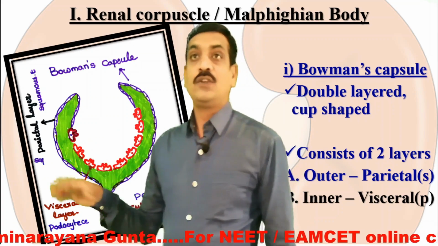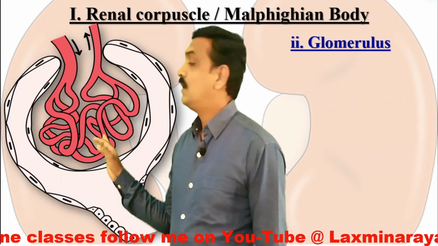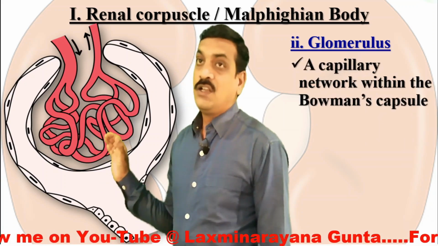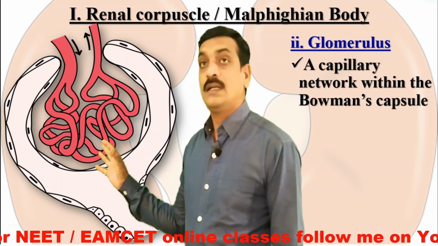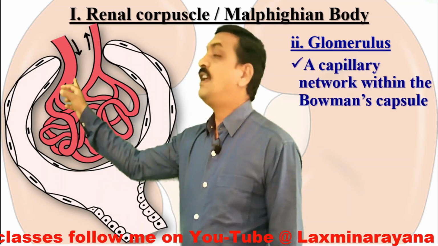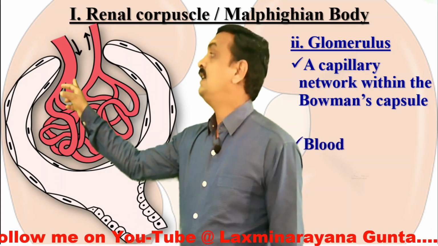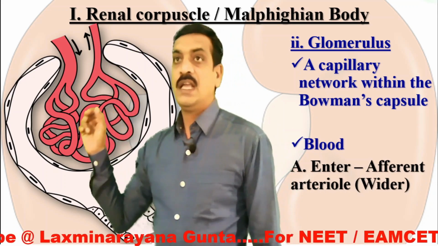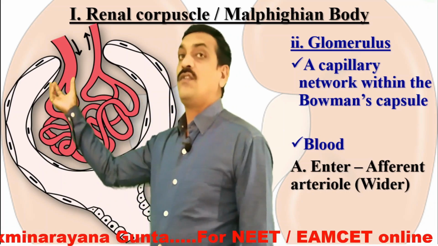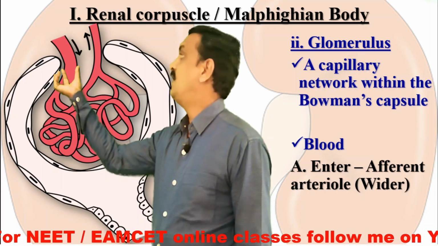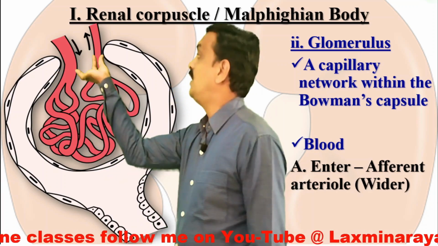Coming to the second one, the glomerulus. I have already told you, it is a capillary network within the Bowman's capsule, and the blood enters this Bowman's cup through an afferent arteriole and exits through an efferent arteriole. You can observe here the afferent arteriole is wider, whereas the efferent arteriole is narrower.